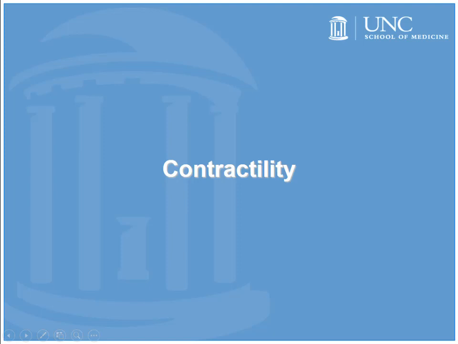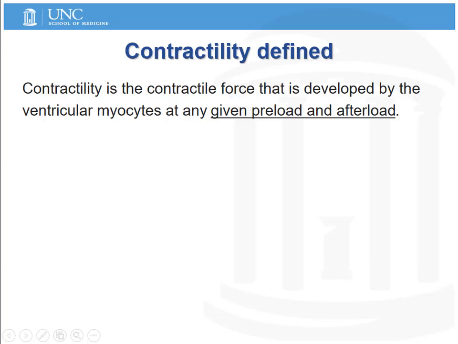The final determinant of stroke volume and therefore cardiac output is contractility. Contractility is the intrinsic ability of the myocardial cells to develop force at any given preload and afterload. Notice that contractility and contractile force mean two different things.